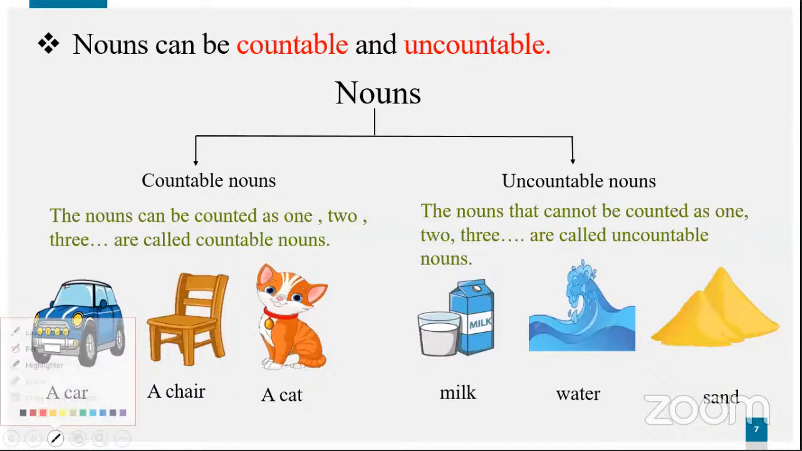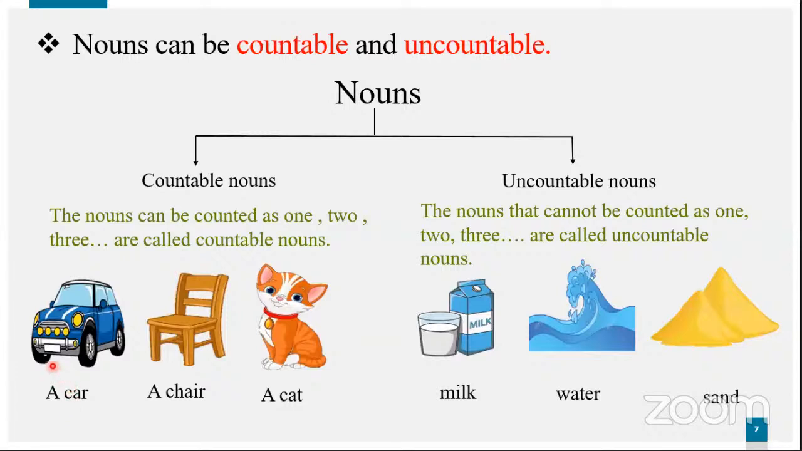uncountable nouns, right? The nouns that can be counted as 1, 2, 3 are called countable nouns. That means the nouns that we can use numerals, numbers, with. Now look at these pictures. You can see a picture of a car. And another picture, there is a chair. And last picture, there is a cat. So we can use these nouns with numbers.